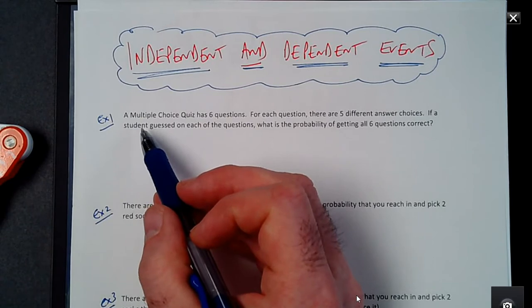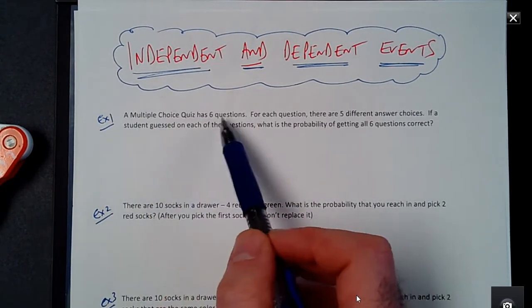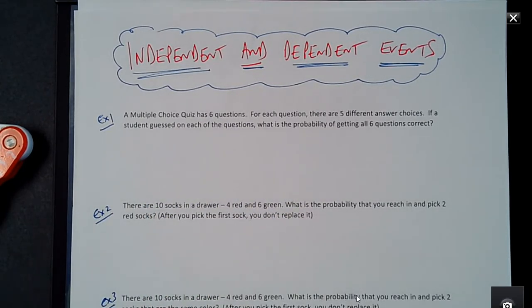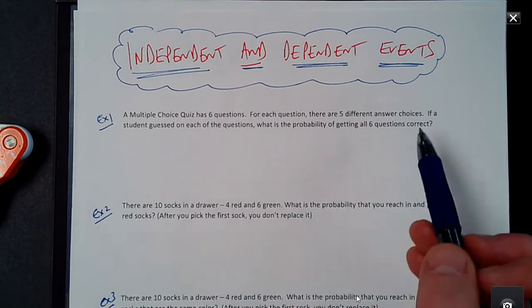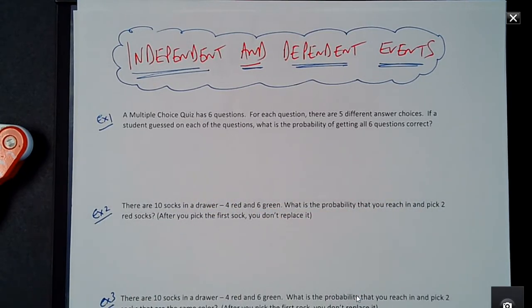So we've all taken multiple choice quizzes before. Well, this particular one has 6 questions. Now, for each question, there are 5 different answer choices, maybe like A, B, C, D, and E. So if a student guessed on each of the questions, what's the probability of getting all 6 questions correct?